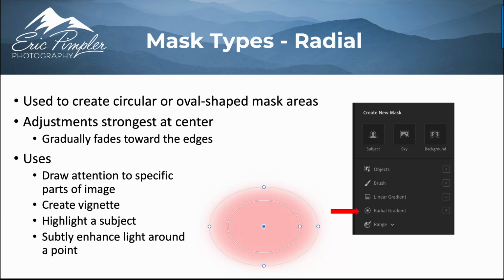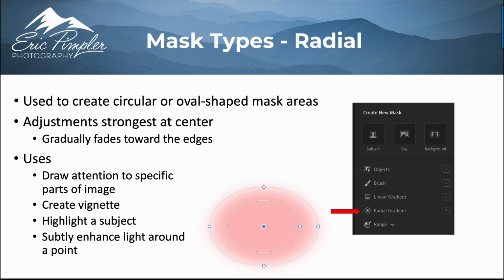So there are many mask types that you can use in Lightroom. Specifically here, we're looking at the Radial Mask, which can be created by going to the Create New Mask pane and selecting Radial Gradient. Radial gradient masks are used to create circular or oval-shaped mask areas. Here, the adjustments are strongest at the center, and then the adjustments gradually fade as you move towards the edges.